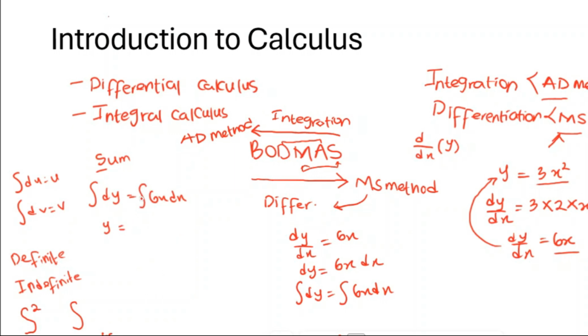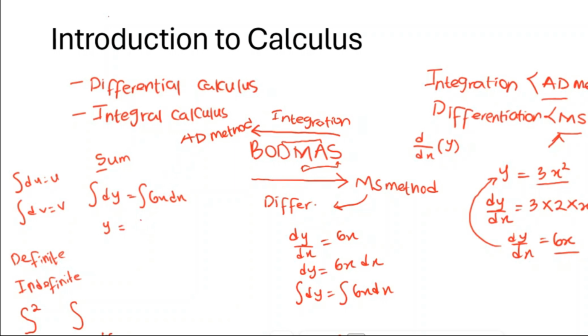So this is an indefinite integral, but it means we need to integrate these. Now we are integrating 6x with respect to x. We use the AD method. We add before we divide. Now what are we adding? We add 1 to the power, then we divide by that new power.